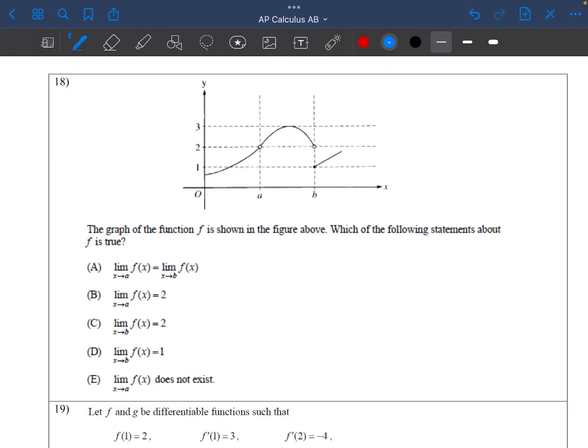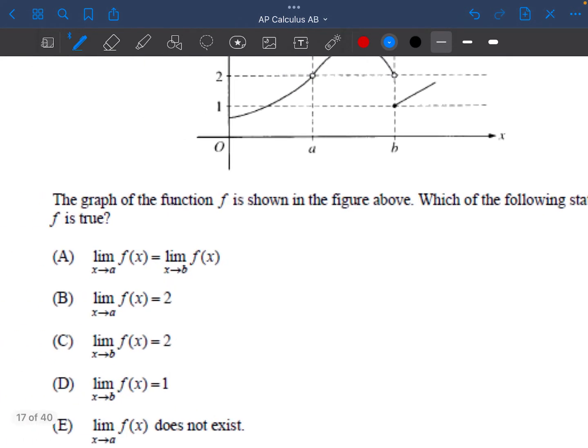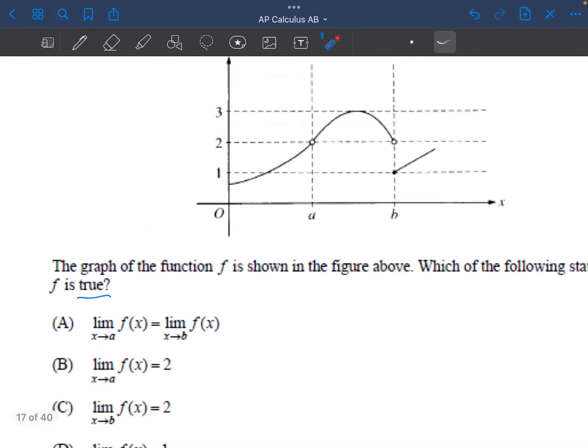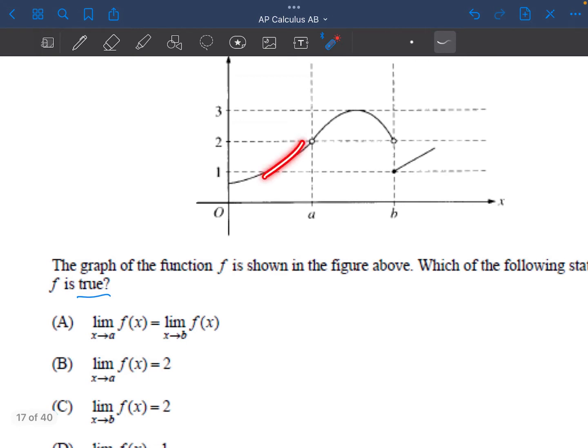Number 18, the graph of the function is shown above, which of the following is true. All right, I'm going to underline that true because sometimes it's asking the opposite. So that means most of these things are going to be false. When I'm reading A, I'm noticing that both of these are going to be double-sided limits. This is as I approach a from both the left and the right. So as I approach a from the left, I seem to be approaching this height of 2, and when I approach it from the right, I seem to be approaching that same height of 2. The left and the right match each other, and that's a good thing.